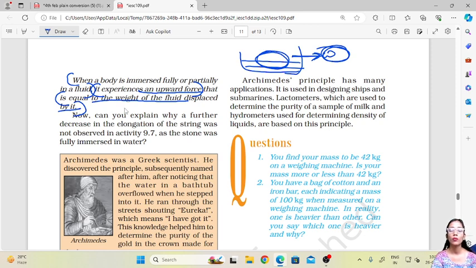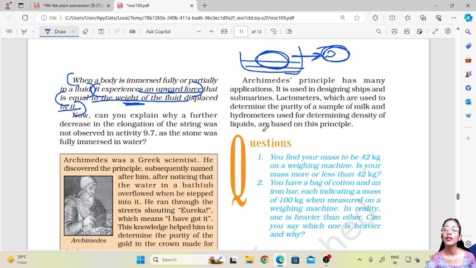This is the reason why ships, being larger in size, do not sink inside the water but float on water. This is because they experience an upward force which is equal to the weight of the fluid displaced. If it was not equal to the weight of the fluid, then the ship would have sunk.